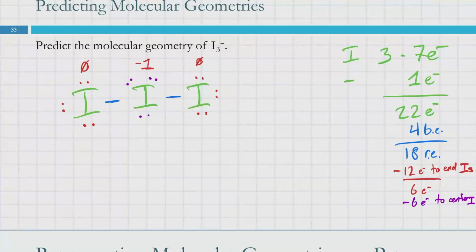If you do it with one of these lone pairs on one of the end iodines instead, it ends up being a 2- for the one on the end and a 1+ for the one in the middle. So for minimizing formal charges, this is the better shape.